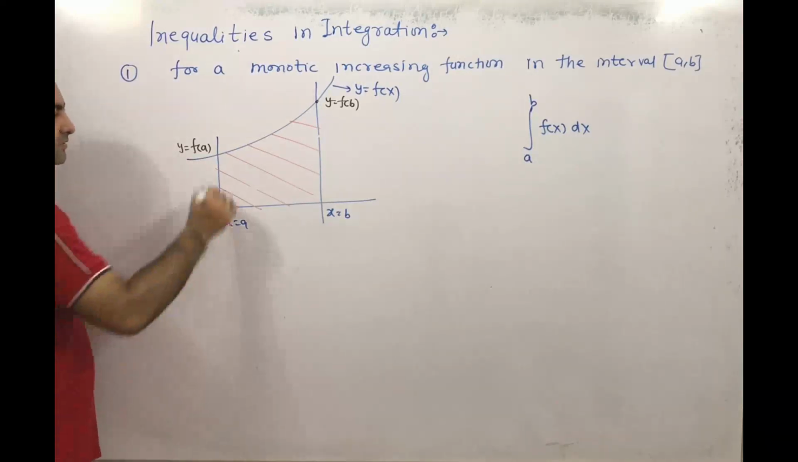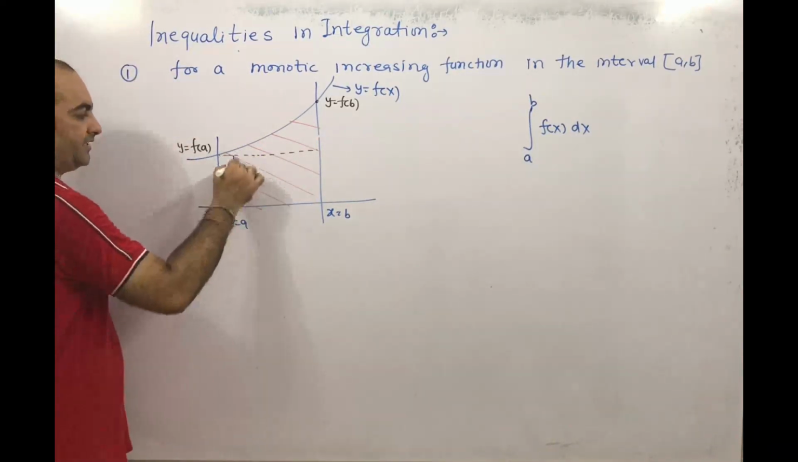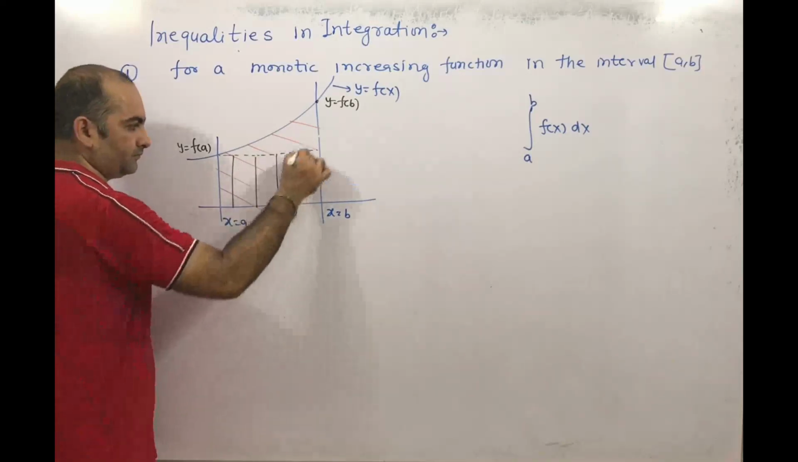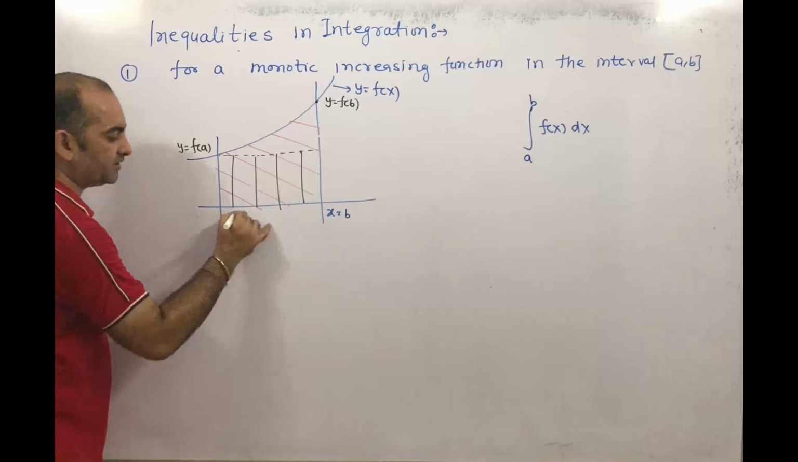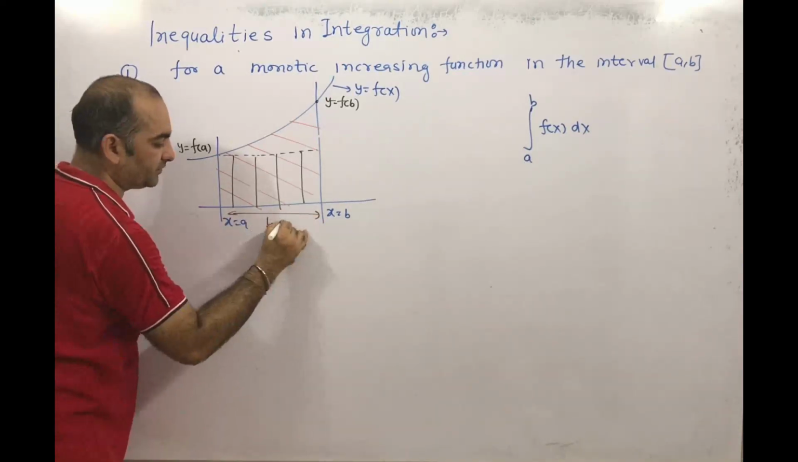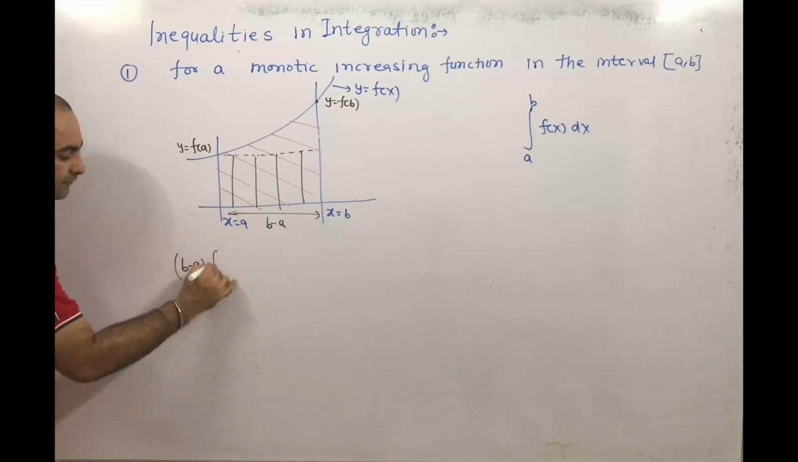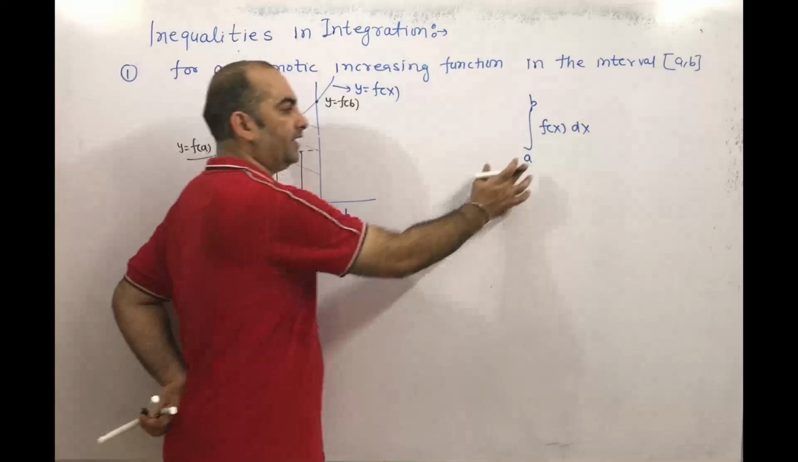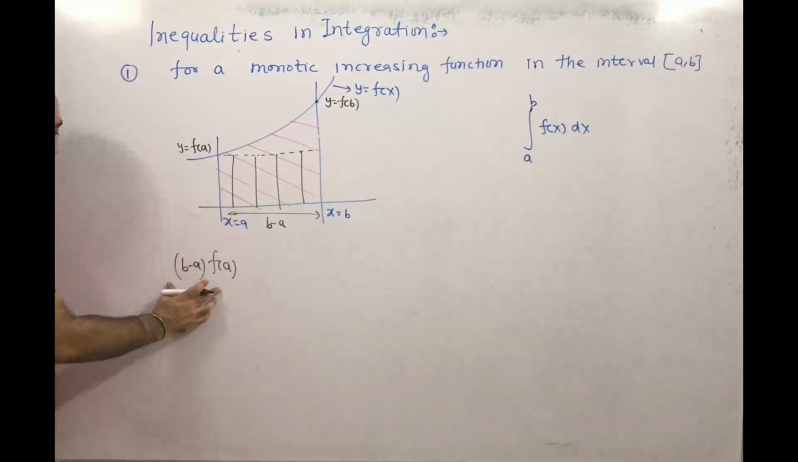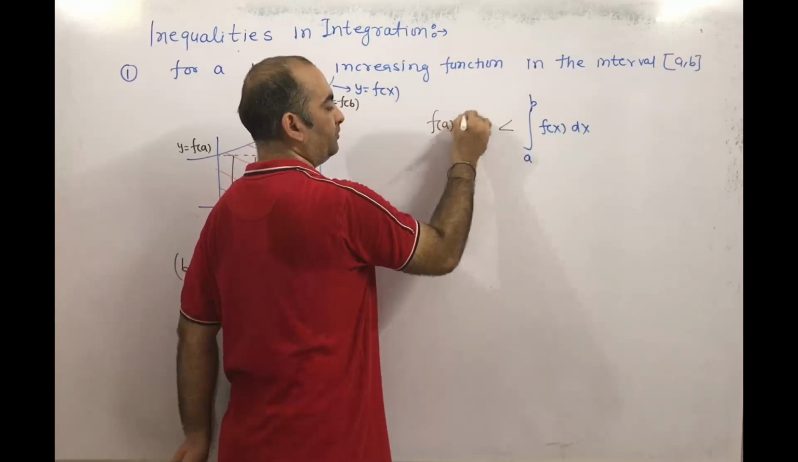Now if I join this one, you can see this area. What is this area? This width is b minus a, so the area will be (b minus a) into f(a). So we can say that this area is greater than this one. So here we can say that this is greater than f(a) into (b minus a).